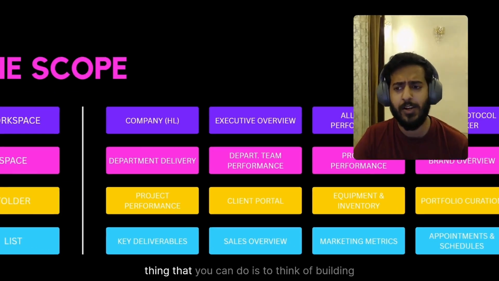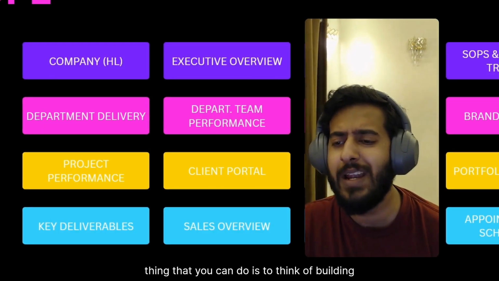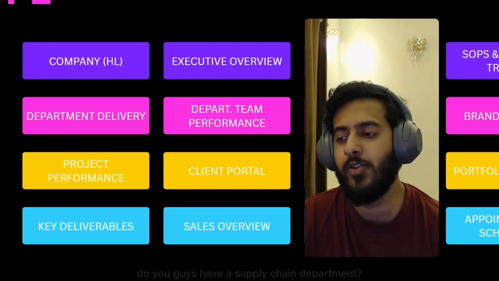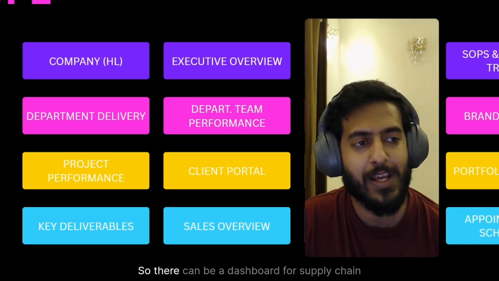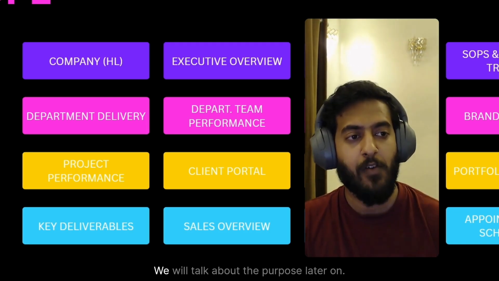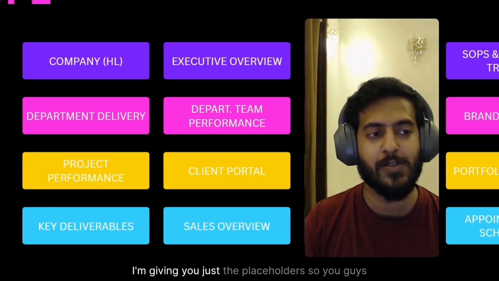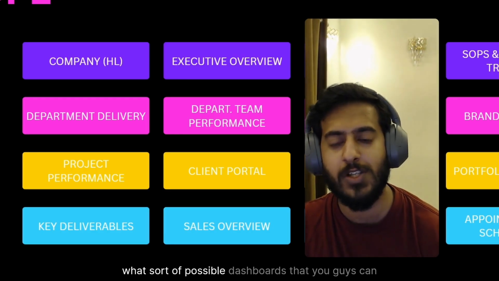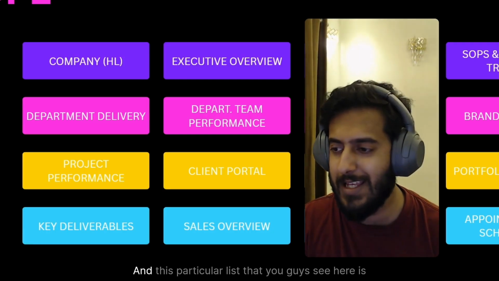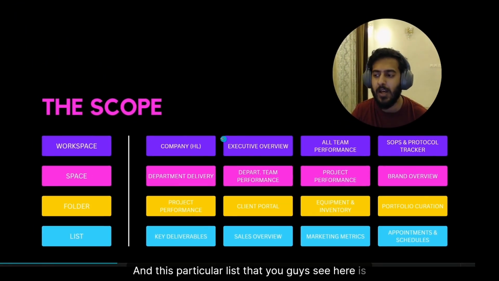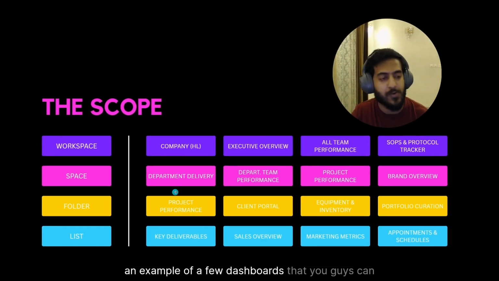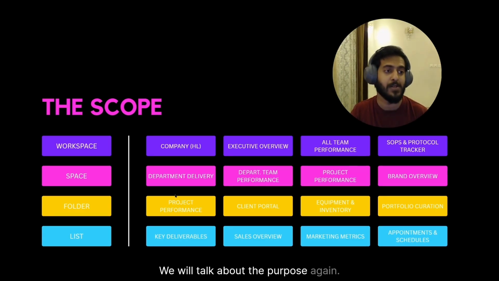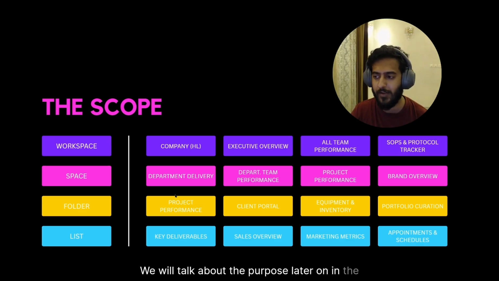The second thing you can do is think of building dashboards based on the different departments in your organization. Do you have a supply chain department? Then there can be a dashboard for the supply chain department. We will talk about the purpose later on. I'm just giving you placeholders so you can understand the possibilities, what sort of dashboards you can create. This list is an example of a few dashboards you can create right away for your organization. Again, we will talk about the purpose later in the video.